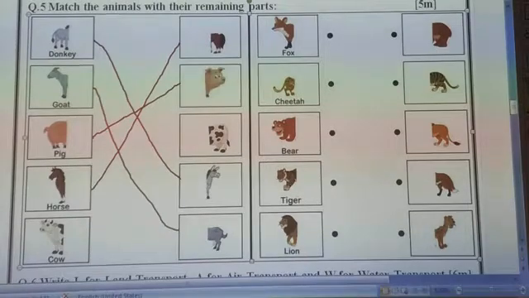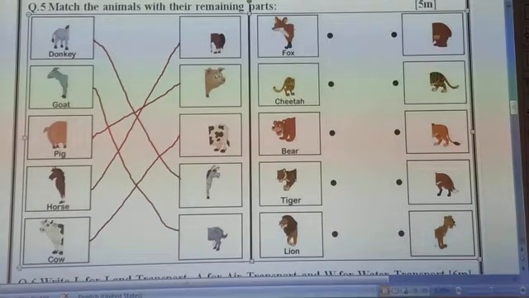Okay. Next is, which animal is this? This is cow. Half part of cow and look at in this line, where is the remaining part of cow? Yes, this is here. So we have to match half part of cow with remaining part of cow. So let's match. Yes.